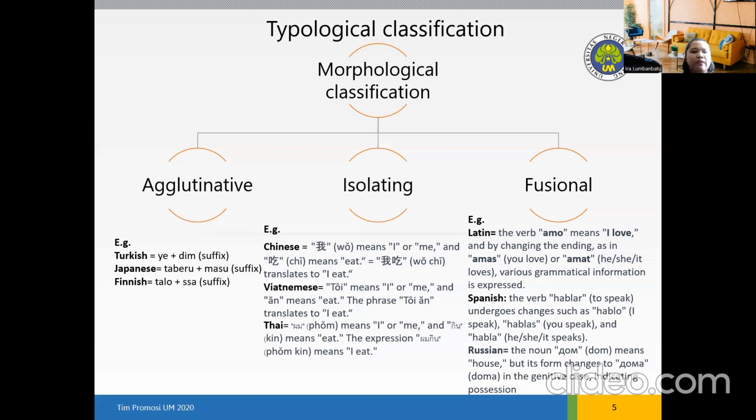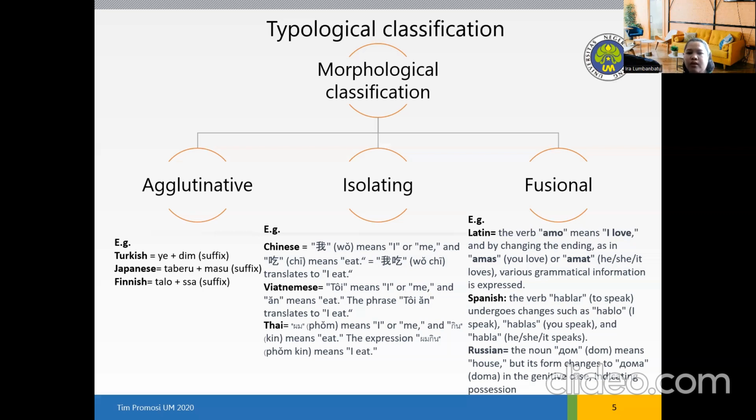It's also the same with Japanese. The example provided on your screen is taberu and then mas, taberumas. Taberu in Japanese means to eat, and mas is the suffix. So taberumas means I ate. It's combined together and becomes one word. If you say taberumas, there is a subject and also the predicate, subject and verb, but it's only in one word.